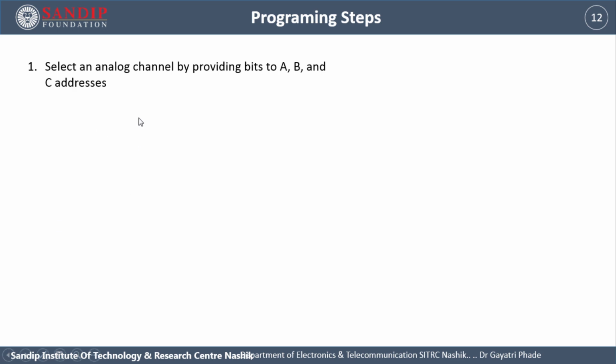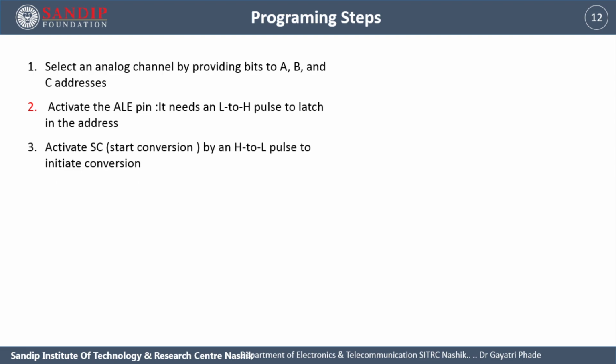First, we have to select an analog channel by providing bits A, B and C. We have seen the table for how to select the channel. Once we have selected the particular channel, activate the ALE pin by giving a low to high pulse, making it high, indicating that whatever channel we have selected, the ADC will latch the address of that channel and consider it for taking the input. Second, once the channel is fixed, the microcontroller tells the ADC to start the conversion.